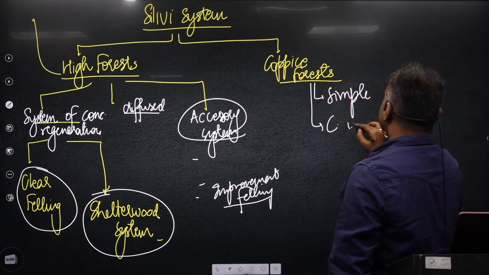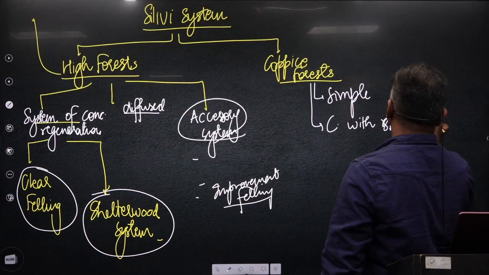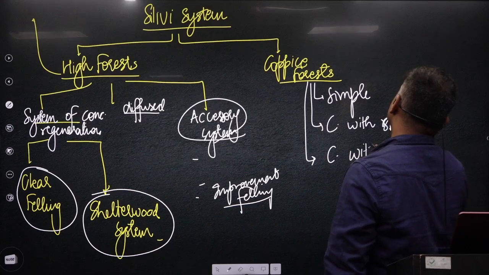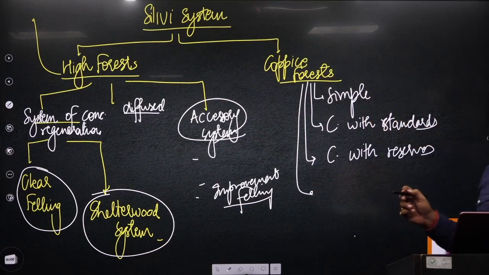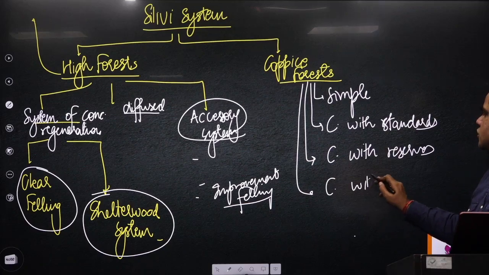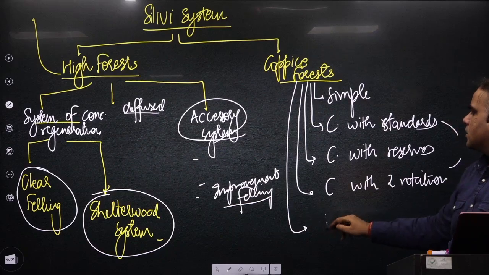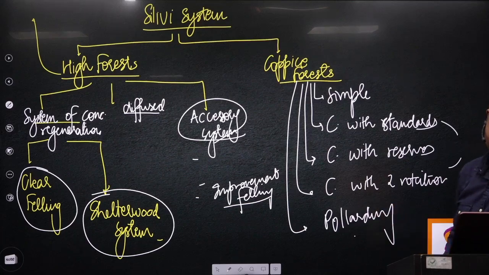This Coppice system with standards, with reserves, okay, with Coppice with 2 rotations, the 2 rotation system, which is almost very similar to this standard part here. Then the pollarding, okay, and then the shelter wood Coppice system.